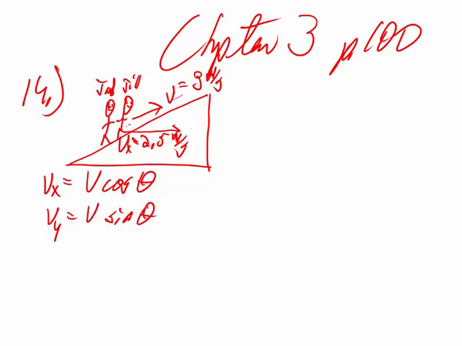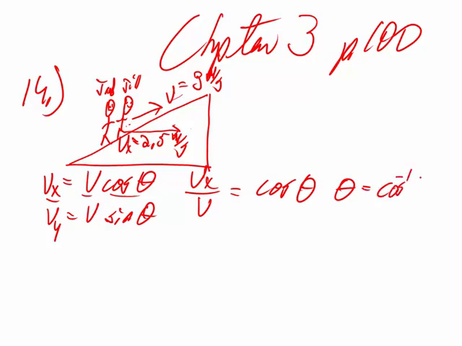We've got to solve this. We've got this and we've got this, but we've got to find that. So we've got to divide the... like this. Vx divided by V is equal to what? Cosine theta. And so theta then is equal to arc cosine, or inverse cosine, of Vx over V.